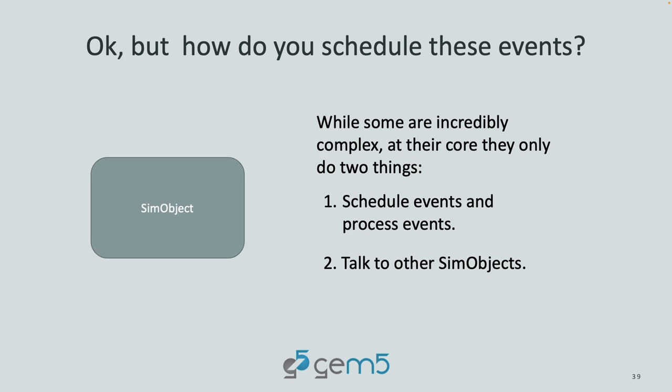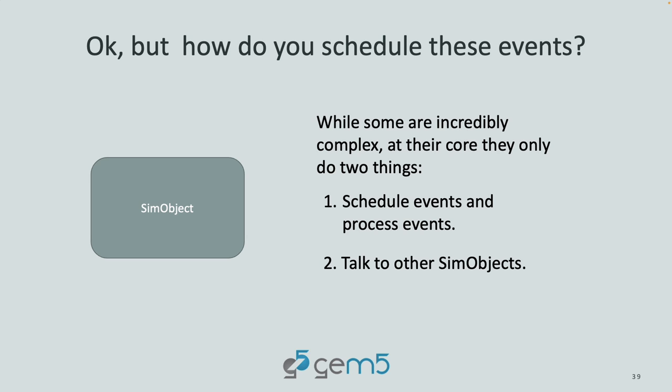So how do you schedule these events? I like to think the atom, or the smallest functional unit in gem5, is the sim object, the simulation object. They're just models of basically anything you want them to be. They are triggered by events and they will execute their code based on events, and they can schedule events. They can also talk to other sim objects. We're going to build our own sim object later in the tutorial, but I think that's a decent enough summary.